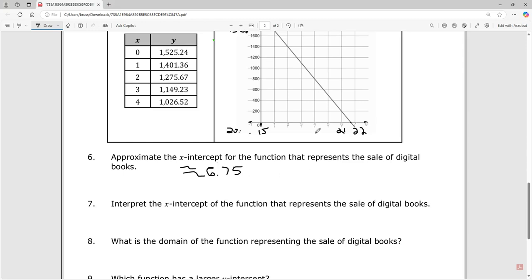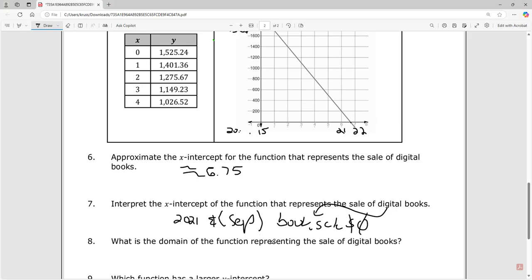What does this mean? So at 6.75 years after my start date, so 2021 and like 3/4 of the year. So let's see, there's 12 months in a year. Each quarter is 3 months. So in September, approximately, book sales reached 0 billions of dollars. The digital book sales reached $0.